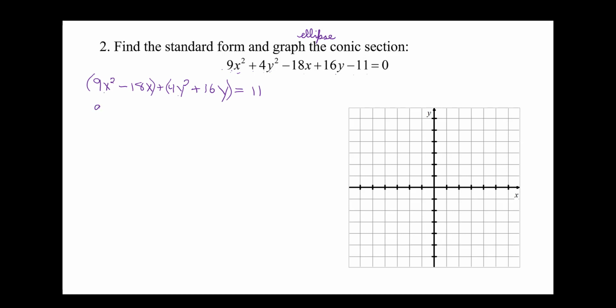So I'm going to factor 9 out of 9x squared minus 18x to give me 9 times x squared minus 2x. And then I'm going to leave some space because I think we can add another step here in just a minute. I'm going to factor out 4 from the 4y squared plus 16y to give me 4 times y squared plus 4y. And then again, leave a little space here. We have equals 11. And then let's see what numbers we need to add here to complete the squares. So x squared minus 2x, I take half of the negative 2 and square it to give me plus 1 here.